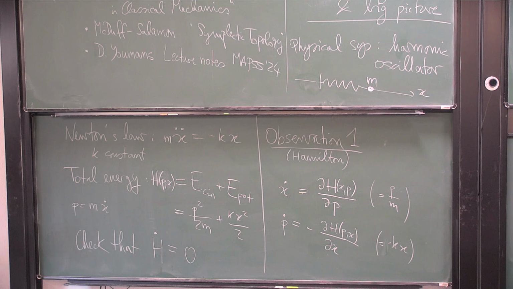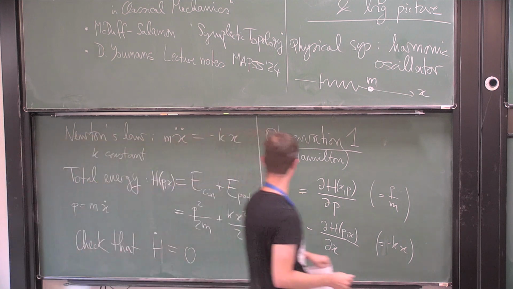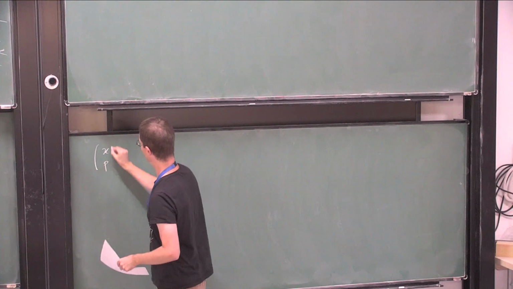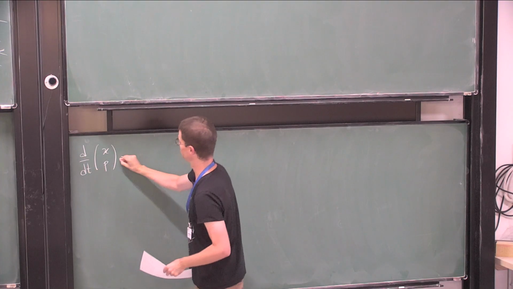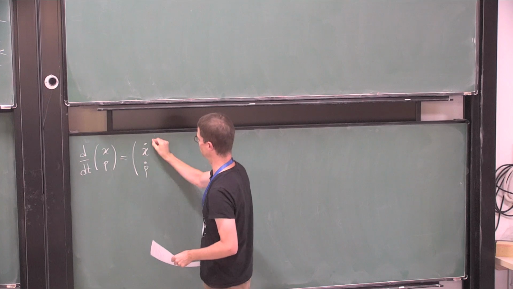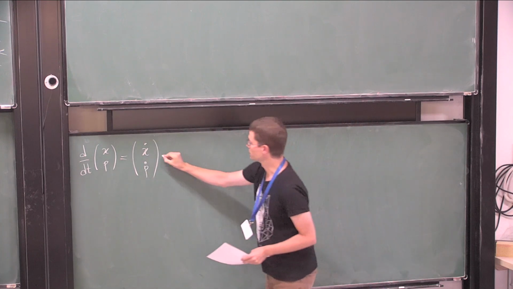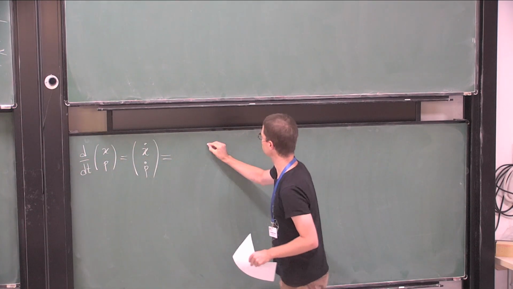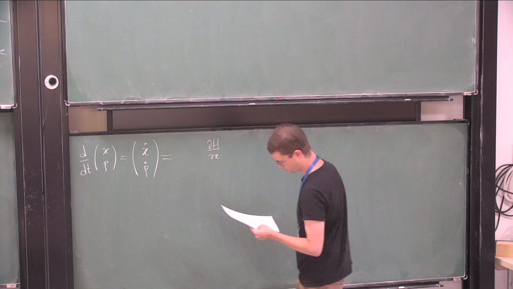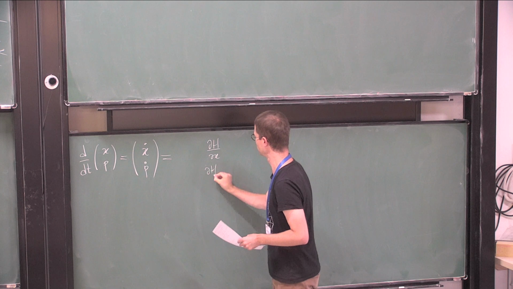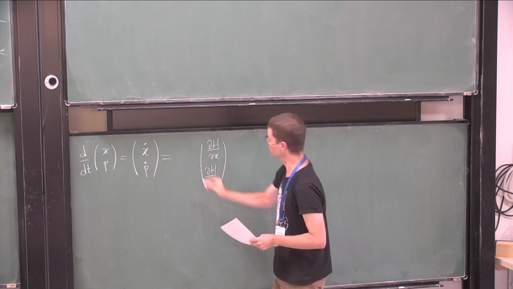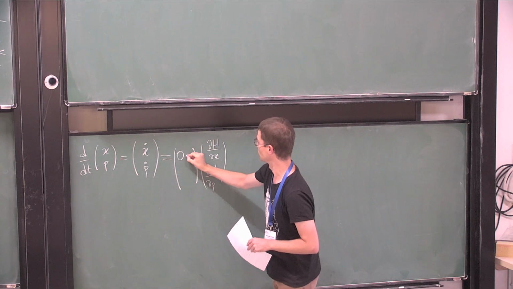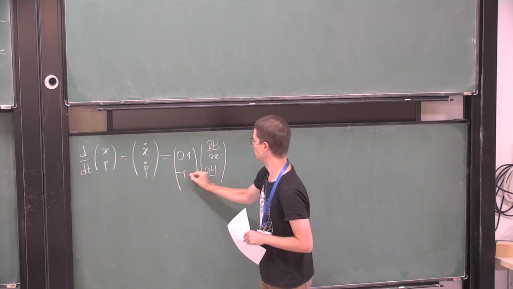So it works out. Well, it's an observation. But then you can say the following. If you consider the vector (x, p) and you take its time derivative, you get (x dot, p dot). And this is given by the gradient of H, which is (dH/dx, dH/dp), but you have to multiply it by a certain matrix. So x dot is given by dH/dp, so 0, 1, and p dot is given by minus dH/dx, so minus 1, 0.